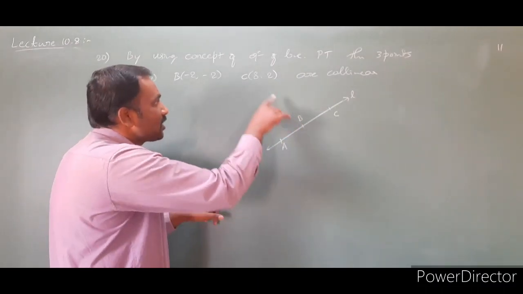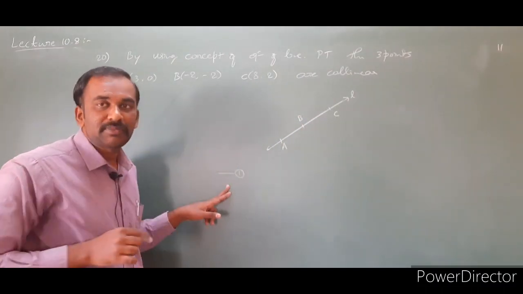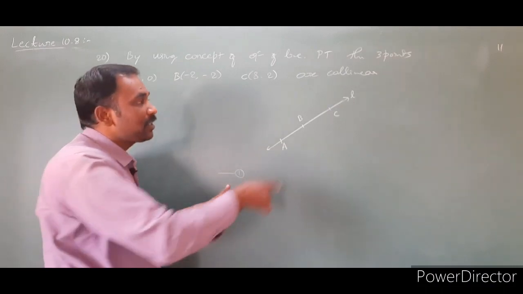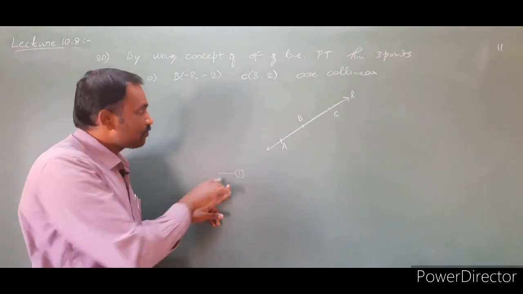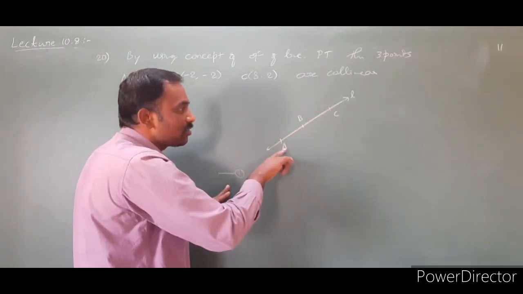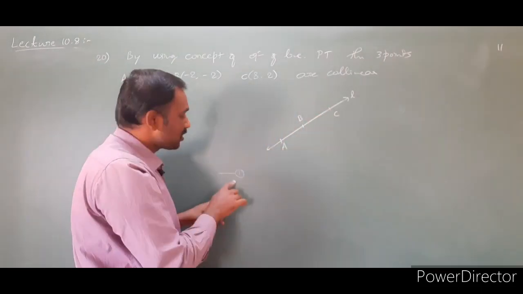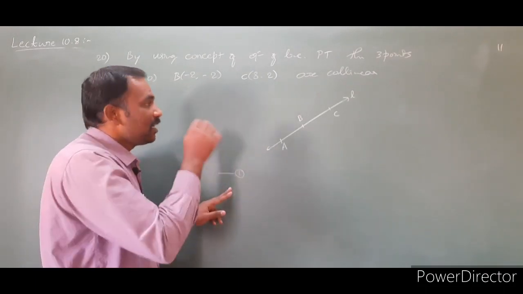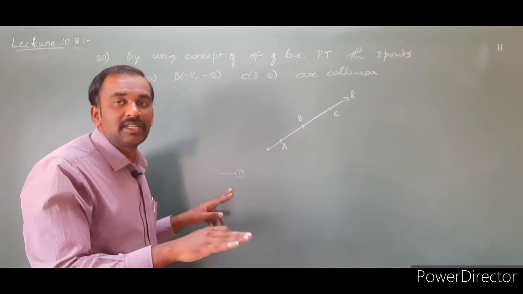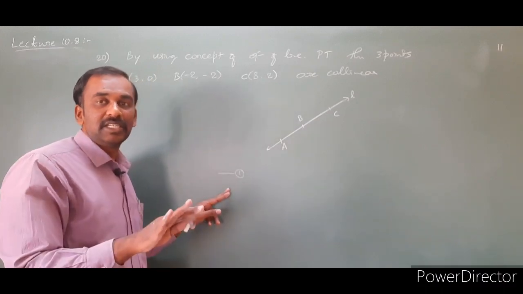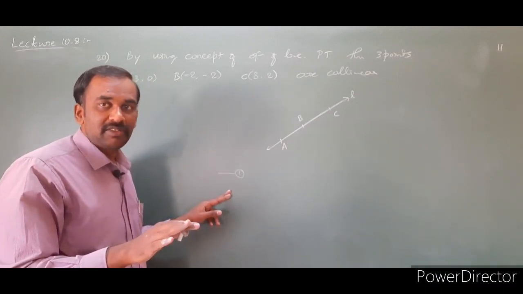Now can we say that the C point must satisfy equation number 1 if it is present on the line? If C point satisfies the equation of the AB line, then C point also lies on the line. If C point does not satisfy this equation of AB, then C point does not lie on the line. Using this, can we conclude that?